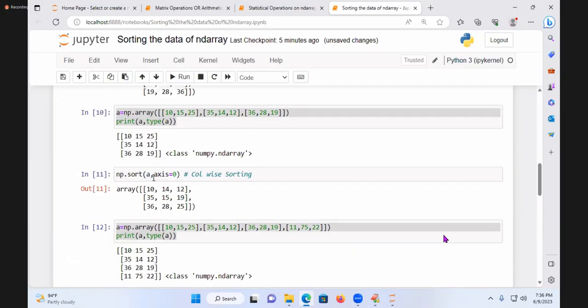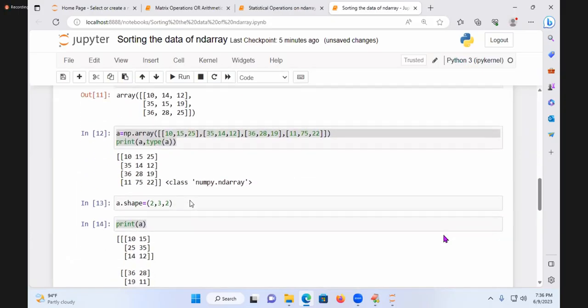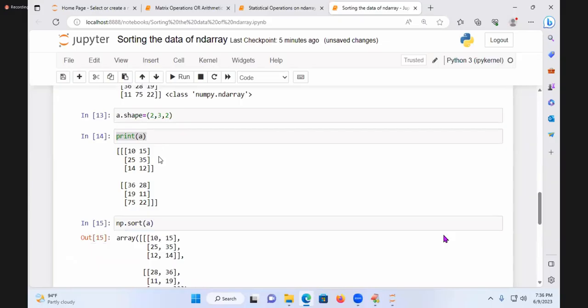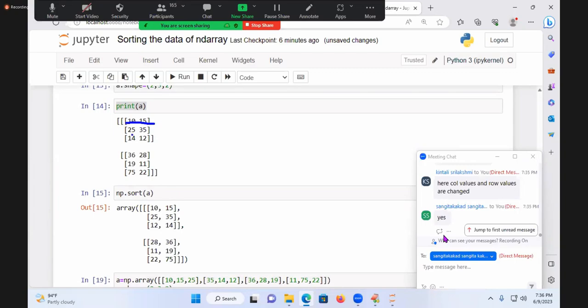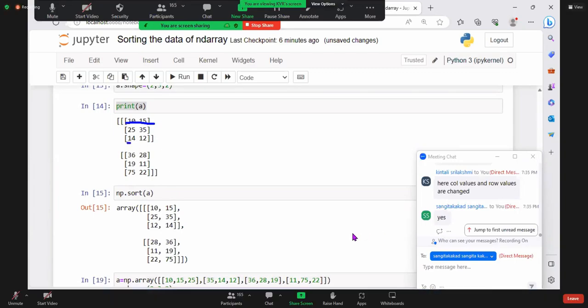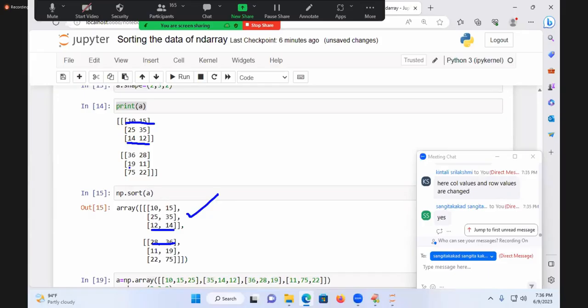Look at A with axis equal to 0, up to 2D is clear. Shape is equal to this one. np.sort of A. What is done by default? 10, 15 natural, 25, 35 okay. 12 and 14 sorted. This is for one thing. 36, 28, 28, 36. 19, 11, 11, 19. This is also done. This is called by default row wise.